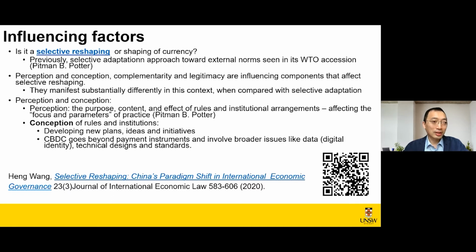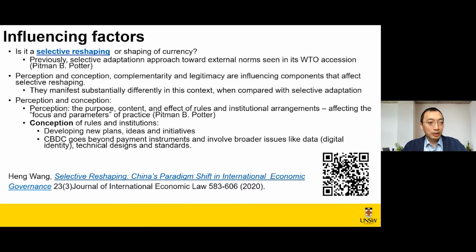In the past, China was engaged in selective adaptation, downloading, but now China is engaged in selective reshaping. There are some similar factors influencing China's practice, but their meaning will be different from what happened in the past. The first factor is perception and conception. The second one is complementarity. The third one is legitimacy. Let's look at the first one.